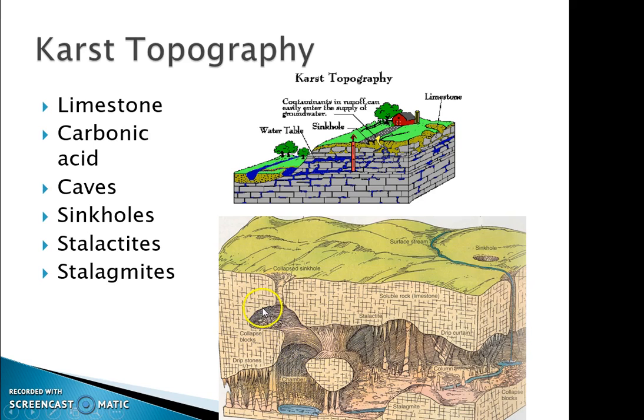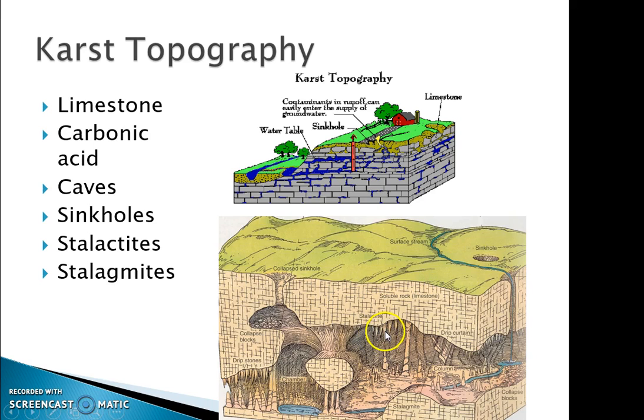Now, if it dissolves enough of the limestone, it will actually collapse into the cavern or into the cave, and this is called a sinkhole. So you can end up with sinkholes in areas of karst topography. And what happens is the water actually dissolves it into carbonic acid.